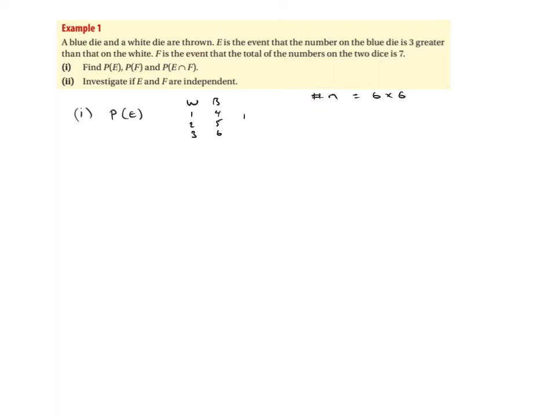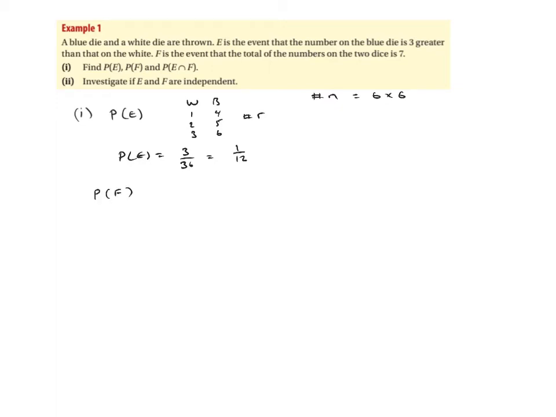So this means that the #R, just from doing a very quick sample space there, gives us 3. So the probability of E here is equal to 3 over 36, which is equal to, divide everything by 3, 1 over 12. Okay, so there's E done. Let's have a look at the probability of F.